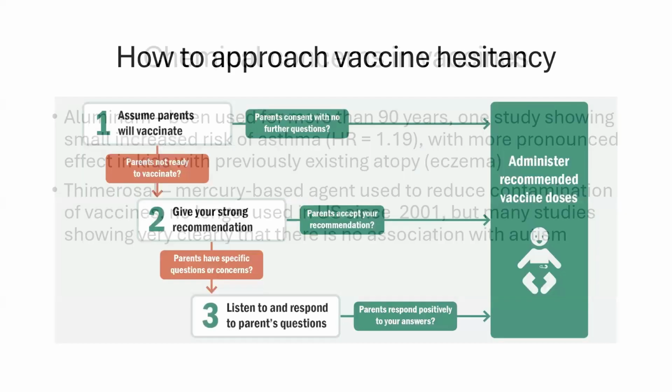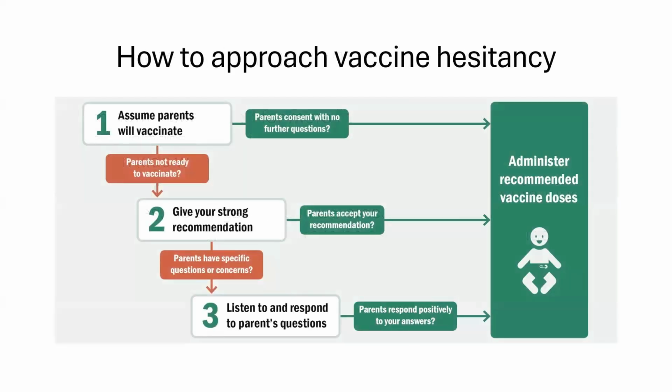So the CDC puts out a recommendation for how to approach vaccine hesitancy in the clinic. First, you should always assume that people will agree to vaccinate. And so if you offer them the vaccine and they consent with no further questions, you should just move on with the rest of the visit. If someone is not ready to vaccinate, you should give them a strong recommendation about why you think it would be important. And if they accept that recommendation, go ahead and give it.